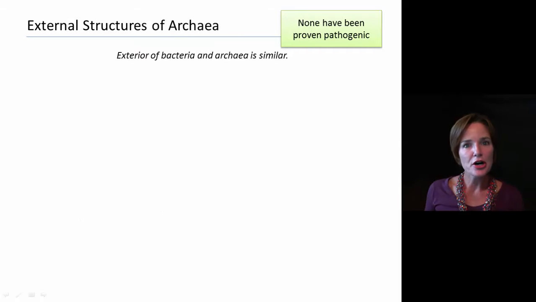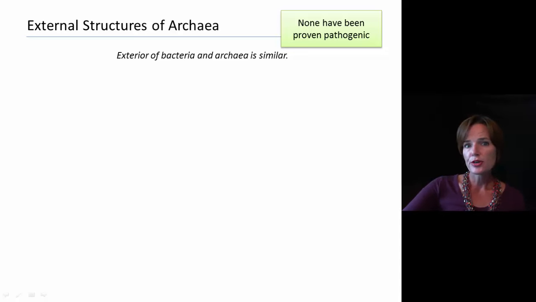Let's talk now a little bit about Archaea. Archaea are our second group of prokaryotic organisms. And bacteria and Archaea are pretty similar to each other as far as their external structures are concerned. But one big difference with Archaea is that none of them have been conclusively proven to be pathogenic, so disease causing. There are some suspects, but again, none have been conclusively shown to be pathogenic.